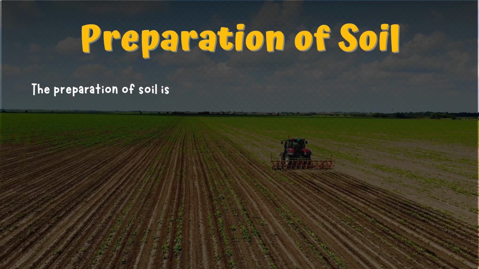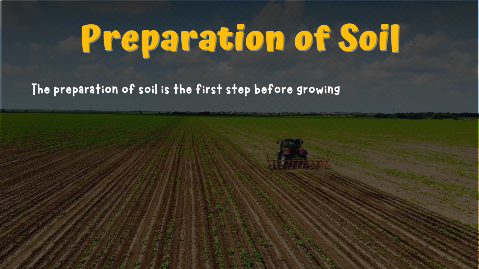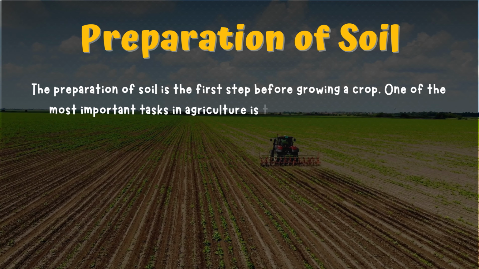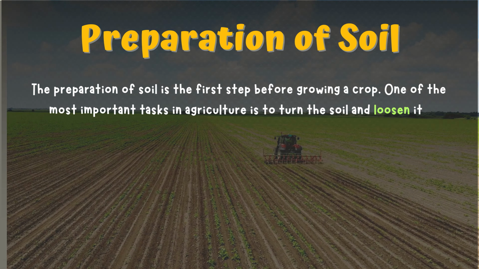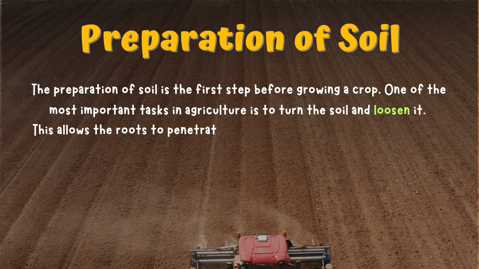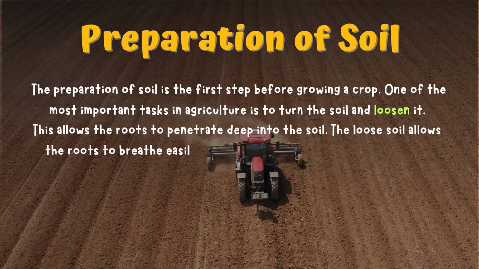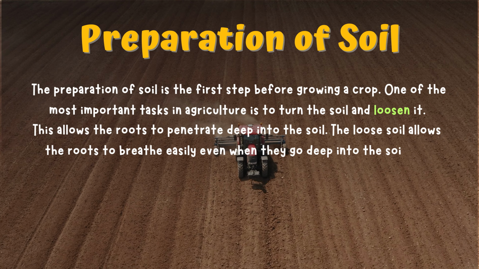The preparation of soil is the first step before growing a crop. One of the most important tasks in agriculture is to turn the soil and loosen it. This allows the roots to penetrate deep into the soil. The loose soil allows the roots to breathe easily even when they go deep into the soil.